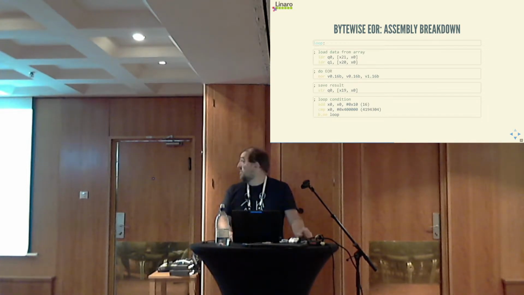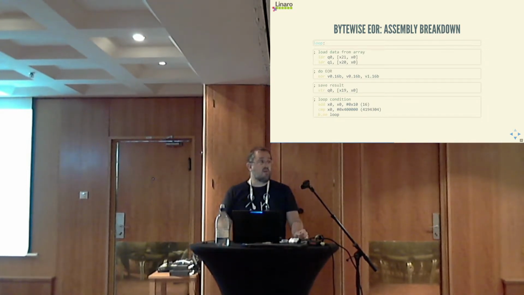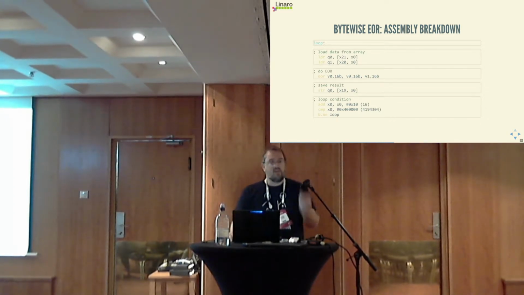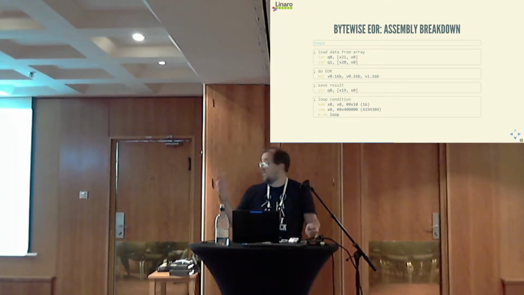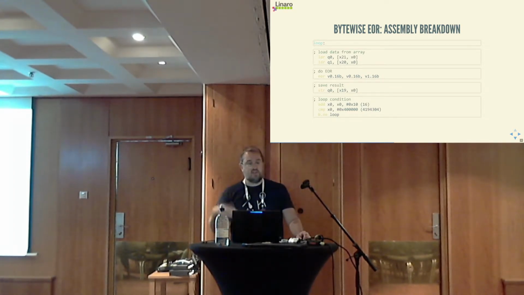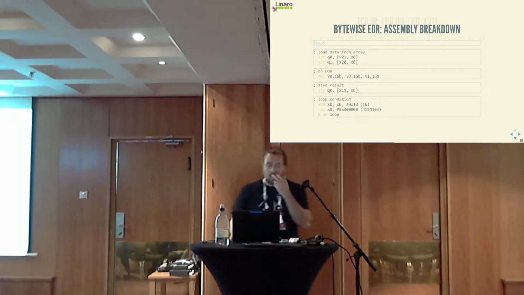First of all, we need to load the data from the array. We're loading 2 quad words at a time, one from our A pointer, one from our B pointer. They're both indexed by the X0 register. Then we do the EOR. The important thing to notice here is we're doing 16 bytes of XOR at the same time. Finally, we save our result in the destination pointer, again indexed by X0. And then finally, we loop round. So as you can see, we're doing 16 bytes at a time.